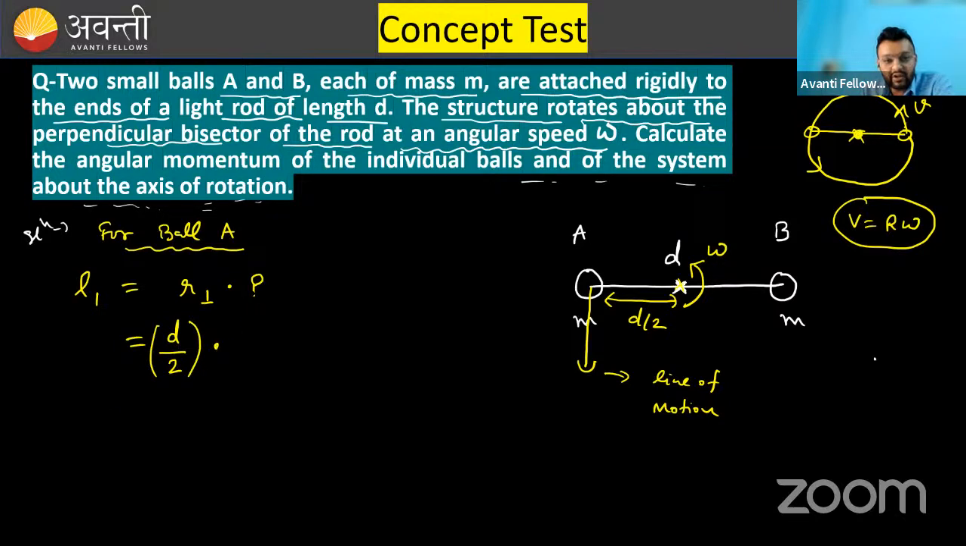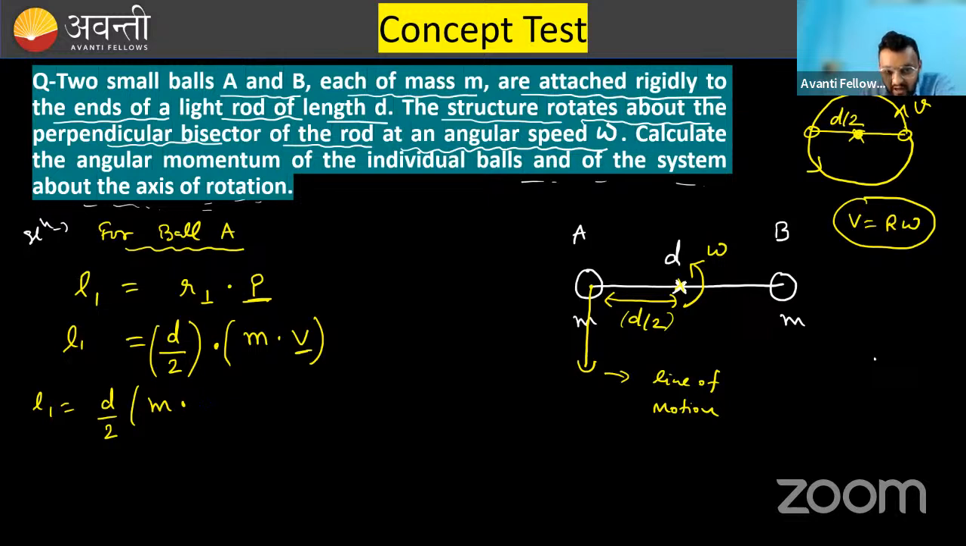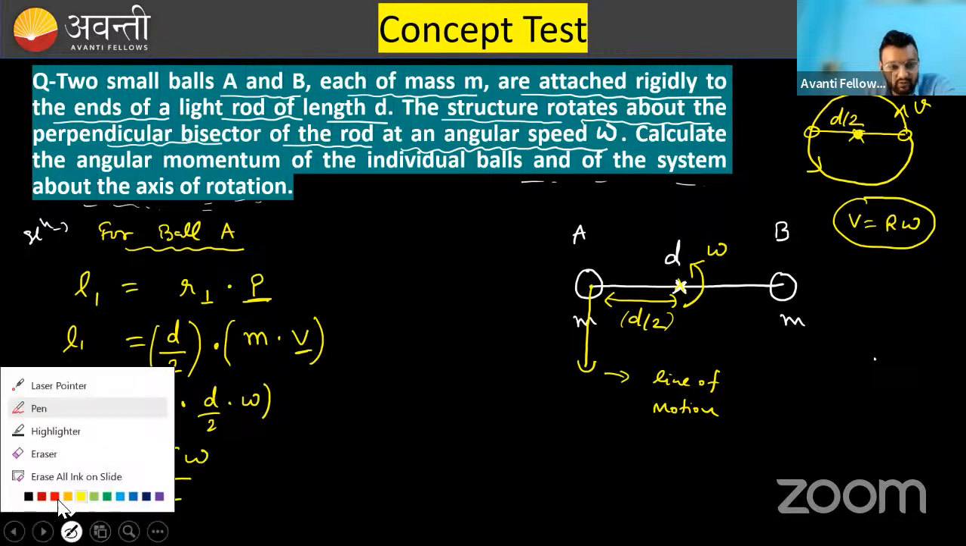R perpendicular is sorted. Now what is the value of momentum? You will say that momentum is mass into velocity. Is it okay with you? Mass into velocity. Now again moving further. L1 is D by 2 here, mass is here. And can you see that V is what? R omega. So what is the distance of this ball from the center? You will say D by 2. Can you see that? This distance is D by 2. So mass into velocity is R omega, R is D by 2, into omega. Now you can simply multiply all those terms. So L1 will be m d square omega by 2. This is our angular momentum.